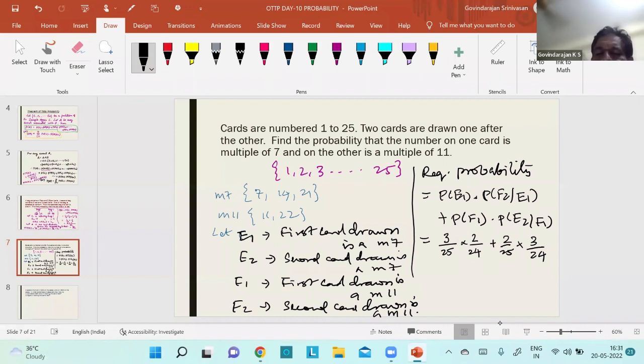So 3 by 24. So maybe we can take 25 into 24 as LCM. 6 plus 6, 12. So 12 by 24 is 1 by 2. So 1 by 50 is the required probability. The required probability is 1 over 50. So this is by using the total probability theorem only. But you can do it directly also. If it is a multiple choice question or something like that, you can do it directly. If it says show the steps, then you can go like that.